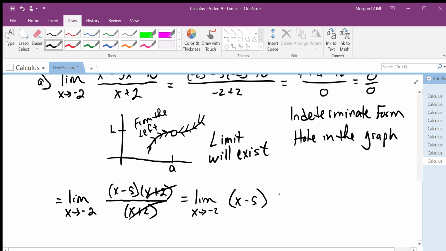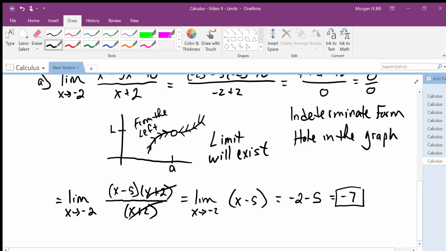in for x. So basically what we're saying is x is now going to negative 2. It's as close to negative 2 as you want it to be. So negative 2 minus 5, negative 7, and we have evaluated the limit analytically.